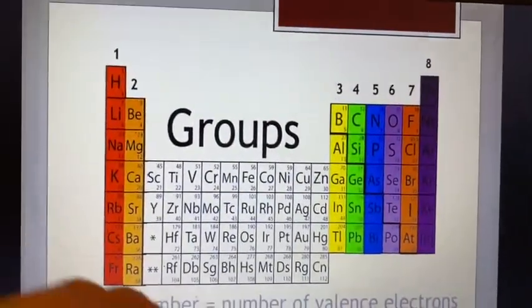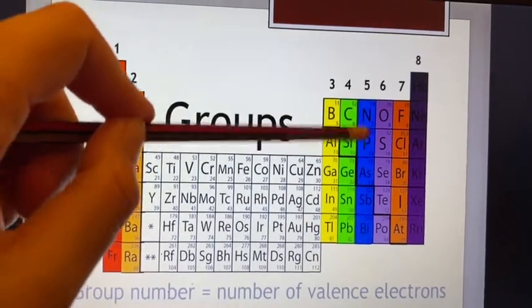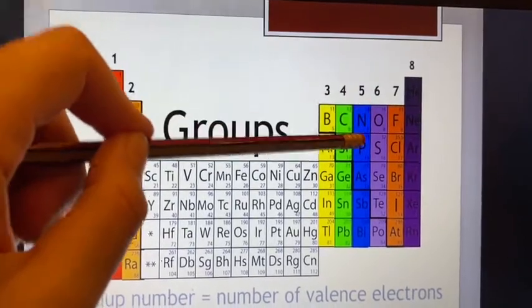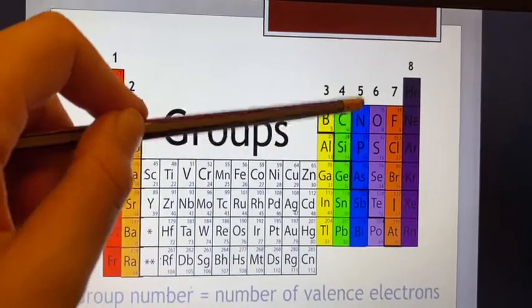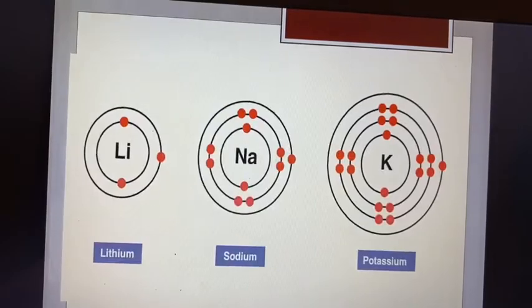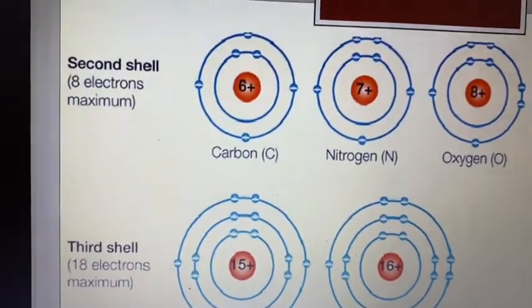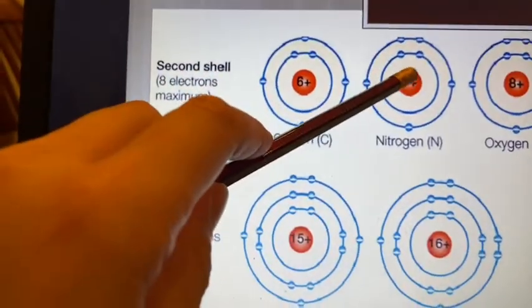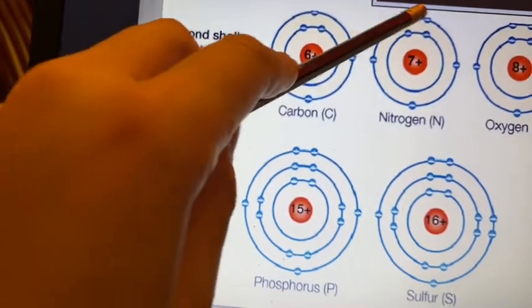Let us have another example. For example, group number 5, nitrogen and phosphorus. We said the number of the group is the number of electrons in the outer shell. So we figure out that because nitrogen and phosphorus are in group number 5, they have 5 electrons in the outer shell. And this is true. Look here. This is nitrogen. You have to know how to distribute the electrons. Nitrogen has 5 electrons in the outer shell.